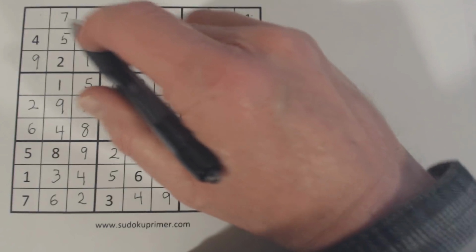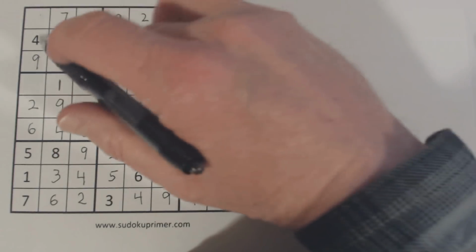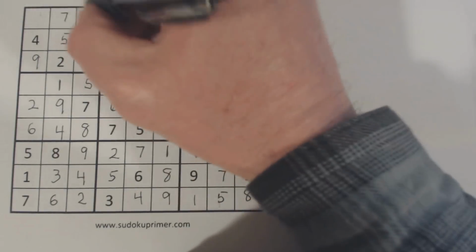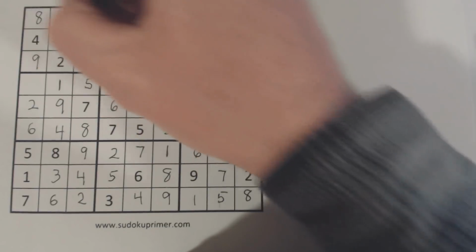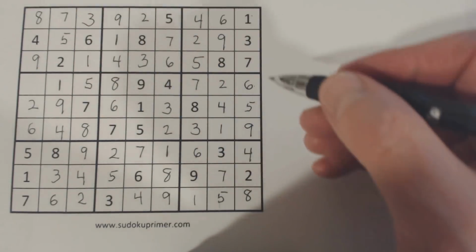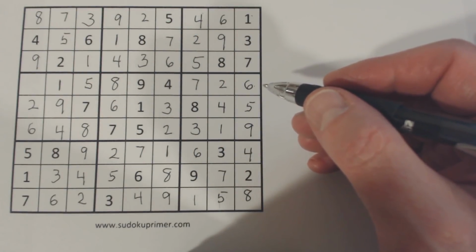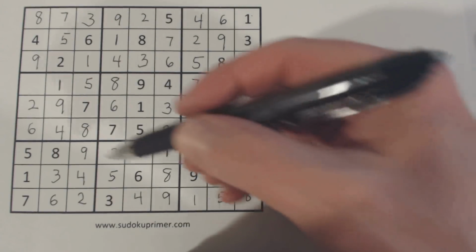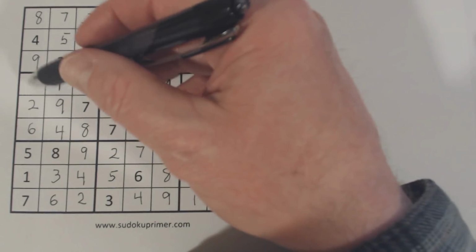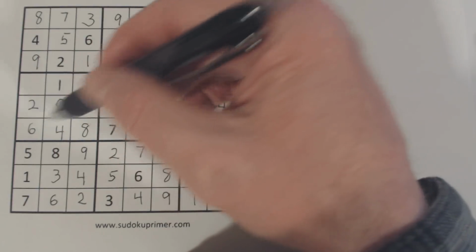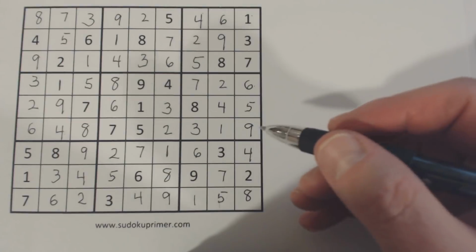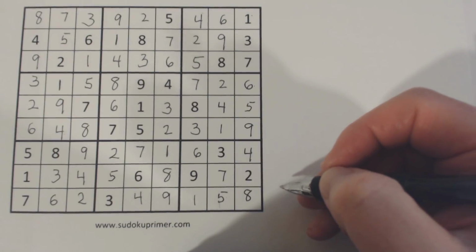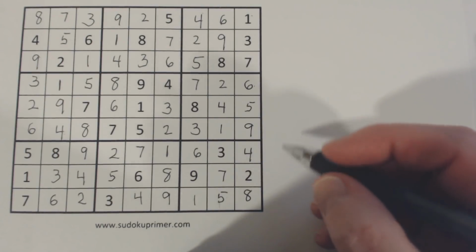We have a 3 and 8 missing here. Got an 8 there, so we know that's an 8 there and a 3 there. And then we've only got one number left. So 3 goes there, and that's it. And we've completed the puzzle.